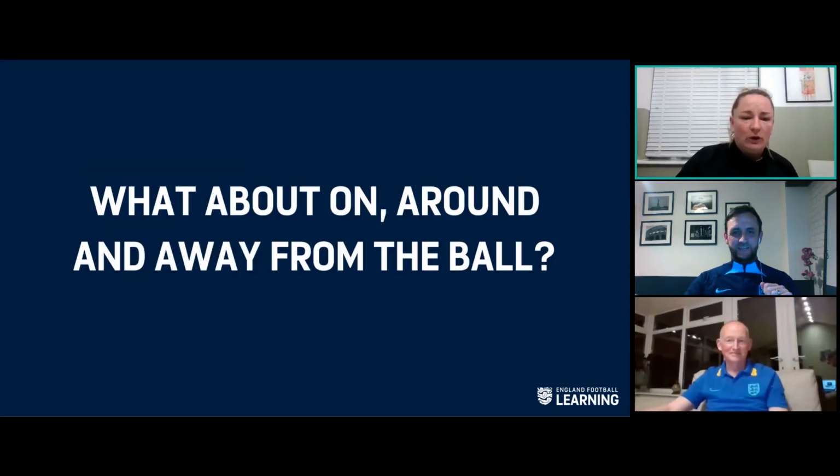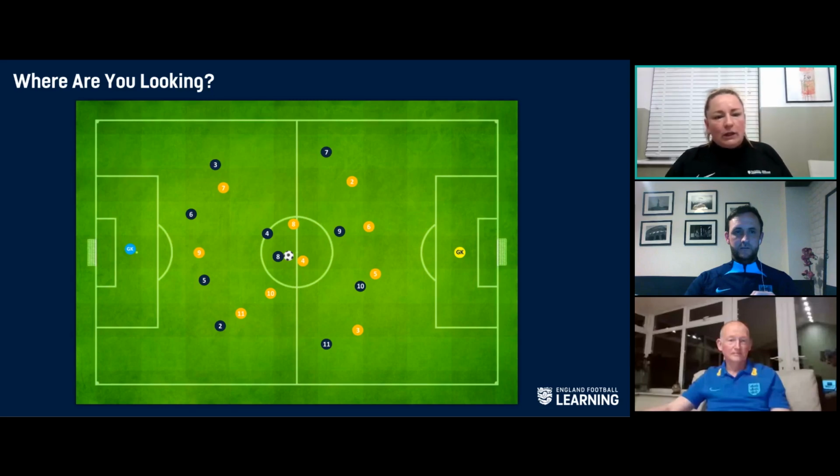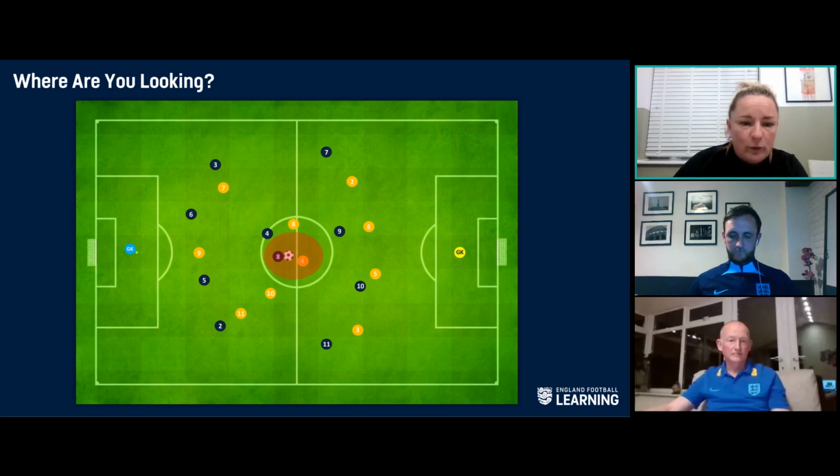So what about on the ball, around the ball and away from the ball? We talk a lot about this on the coaching qualifications around what we want players to do on the ball. What are we looking for? So in this one here, we've identified the number 8 on the ball. In those moments, it's knowing what your player is capable of doing. So my number 8 gets on the ball. Can they play forward? Can they look to get the 9 and 10 involved?